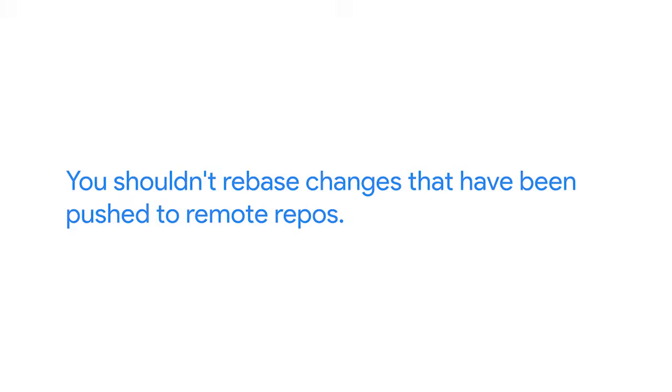This works fine for local changes, but can cause a lot of trouble for changes that have been published and downloaded by other collaborators. So, as a general rule, you shouldn't rebase changes that have been pushed to remote repos. The Git server will automatically reject pushes that attempt to rewrite the history of the branch. It's possible to force Git to accept the change, but it's not a great idea unless you really know what the implications will be.